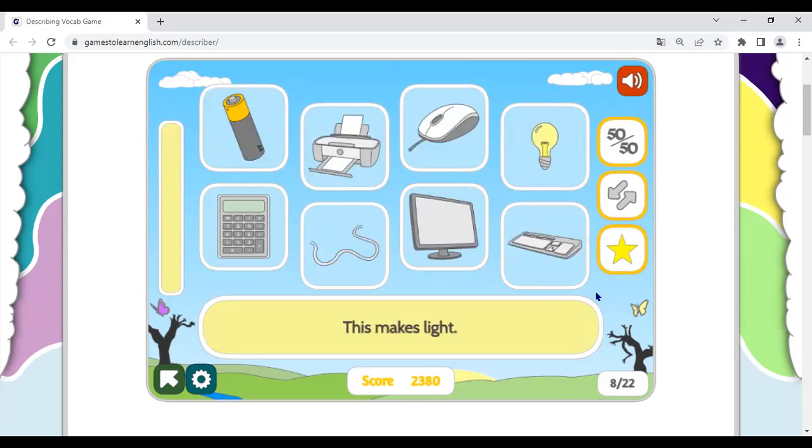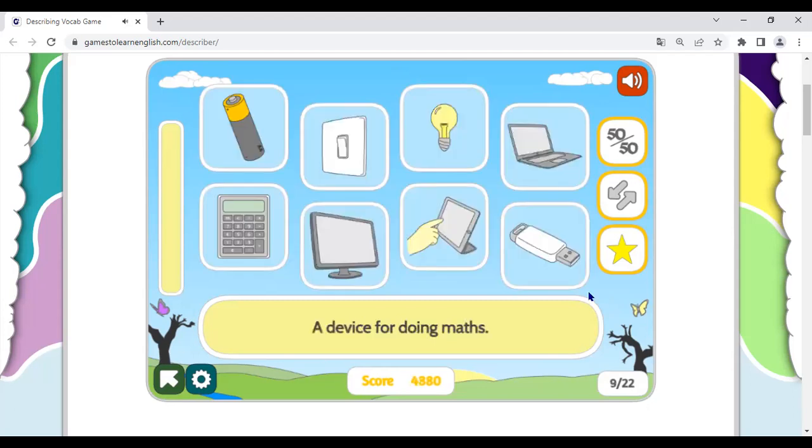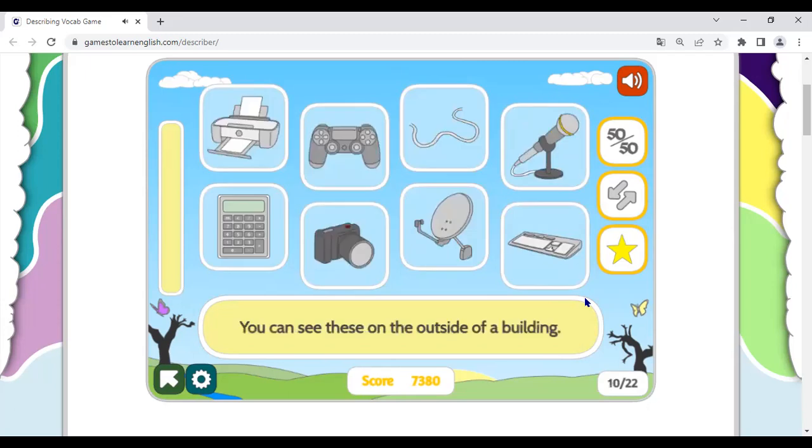This makes light. Light bulb. A device for doing math. Calculator. You can see this on the outside of a building. Dish. But I don't remember. Yes, of course. Satellite dish.